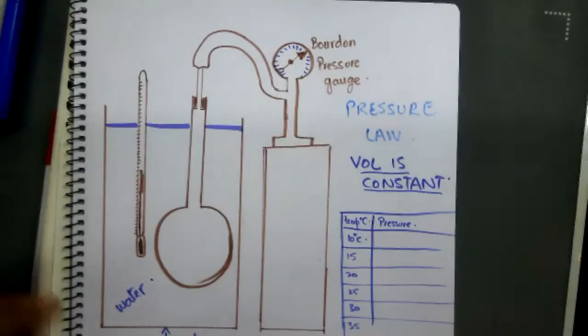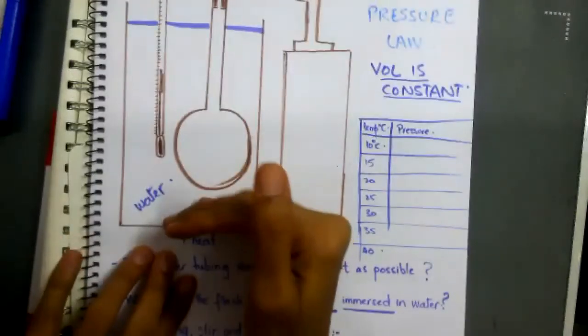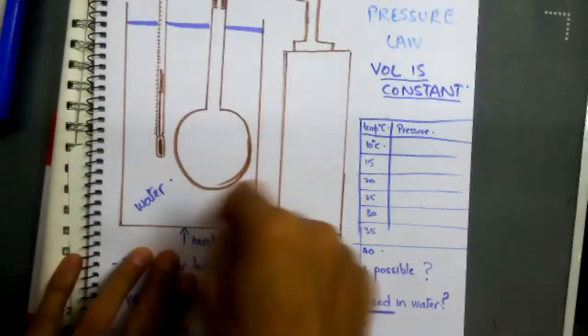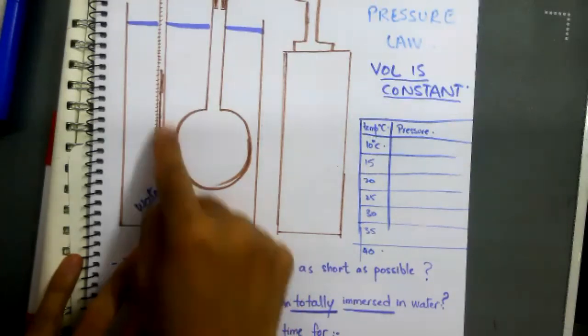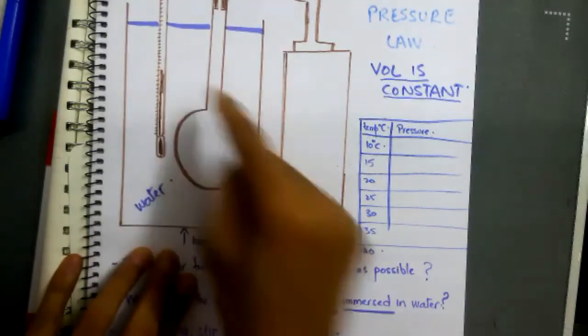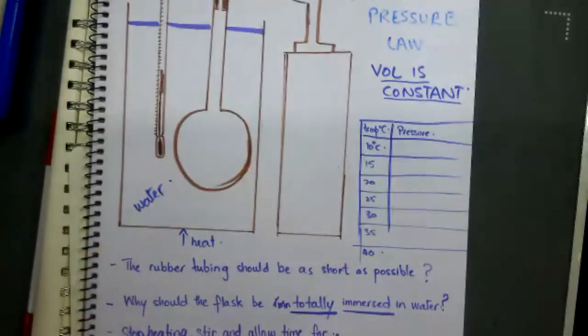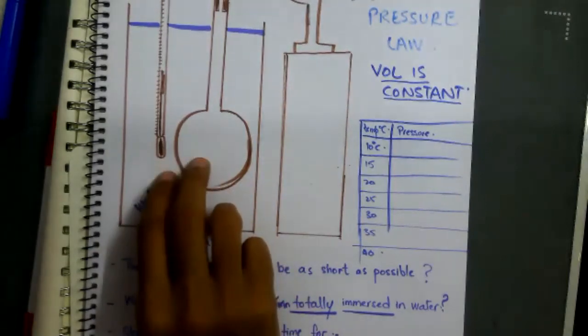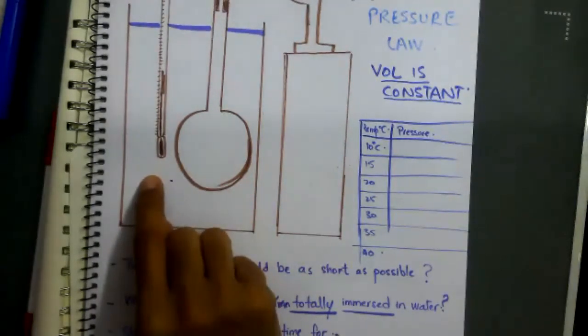So that's that. And again, in this experiment as well, we will stop heating and stir a little so that the whole water has the same temperature. We will wait for the mercury level to be steady, and we will also wait for the air to come to the same temperature as the water.